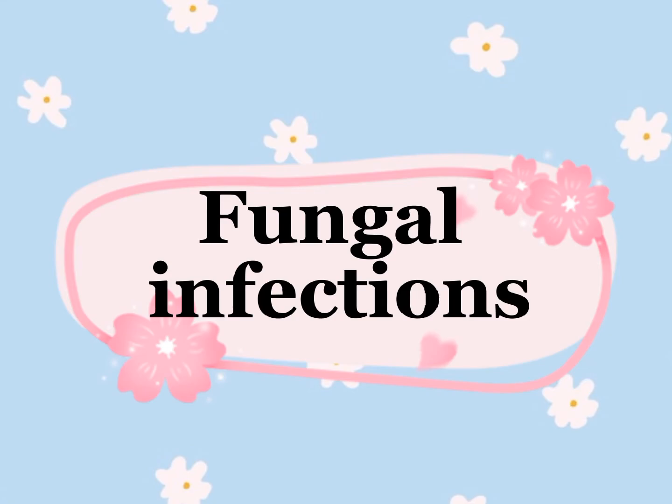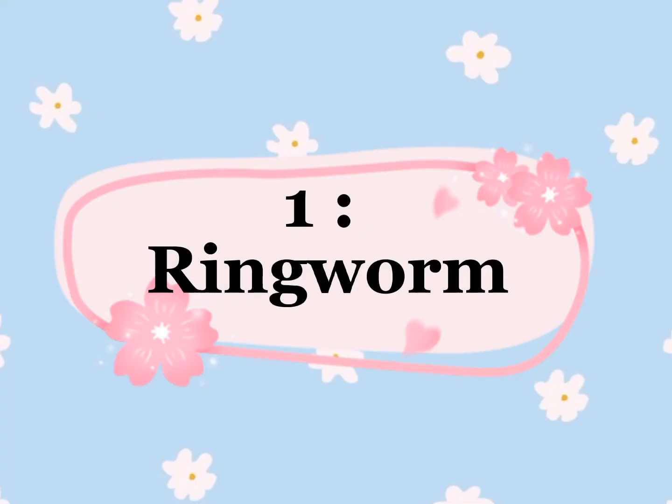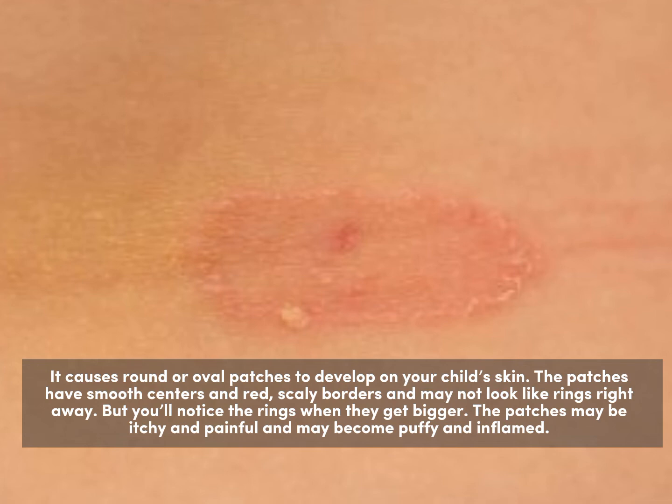Fungal infections. Common skin rashes seen in babies, toddlers, and children can also include fungal infections such as ringworm. 1. Ringworm. It causes round or oval patches to develop on your child's skin. The patches have smooth centers and red, scaly borders and may not look like rings right away, but you'll notice the rings when they get bigger.